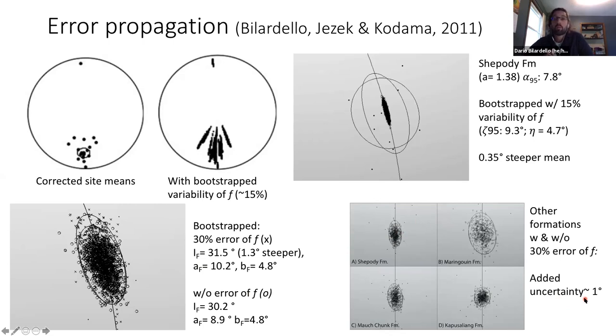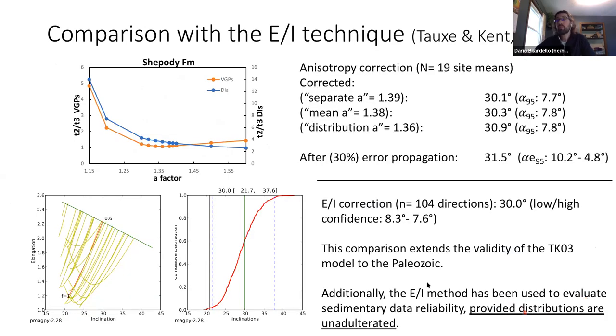So the main point being that the error propagation reveals that the correction does not increase the error substantially. And when we've done this, we can also start comparing results obtained by different techniques. And we can see that if we use the magnetic extract, this is again the Shepardy formation, which is my battle horse in inclination corrections.